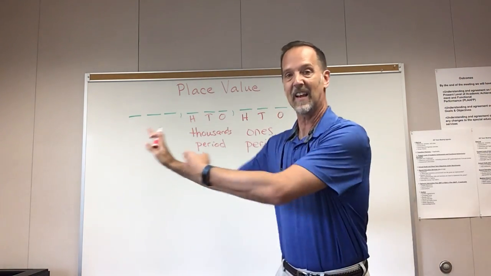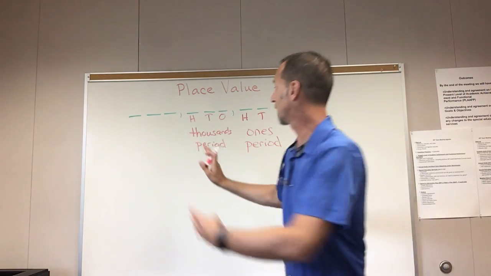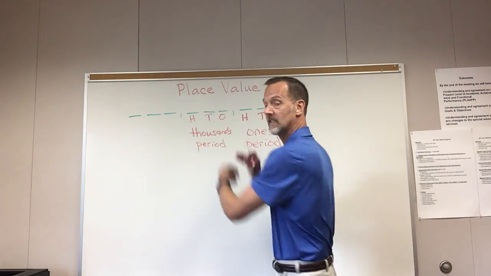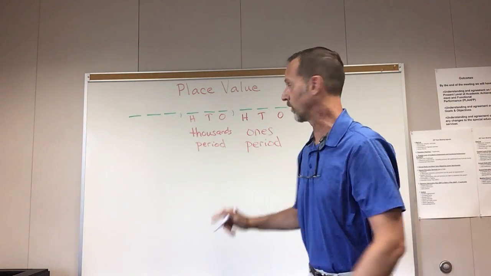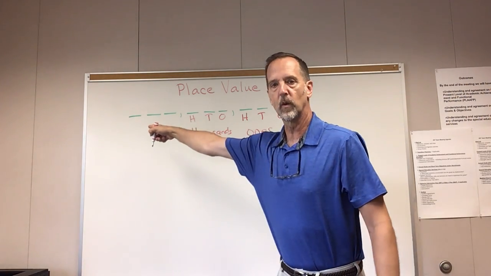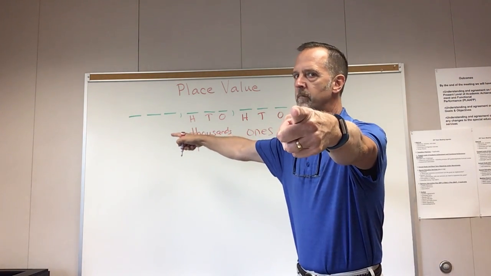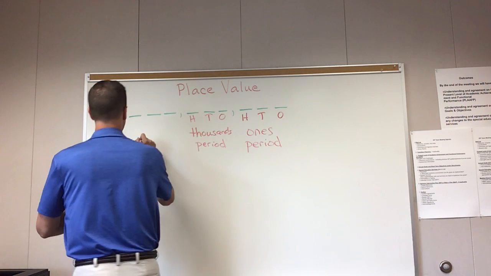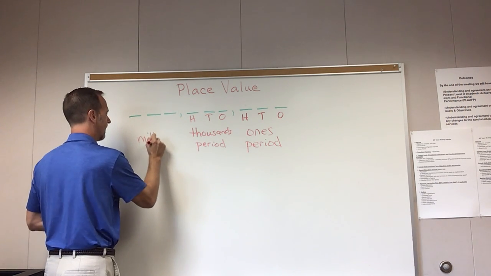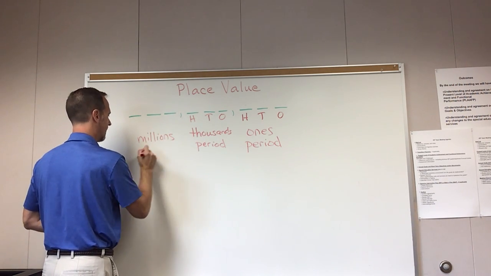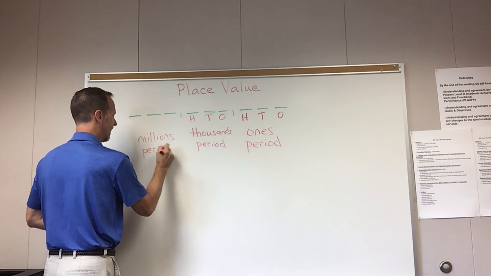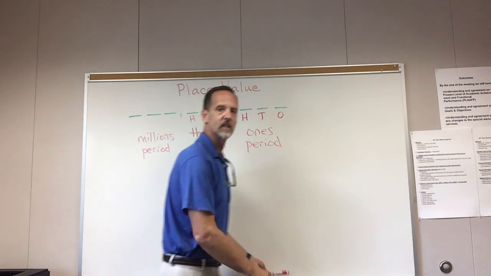Now, do you know what the next place over is? Do you know what the next period over is? Excuse me, because we've got three places again, right? What's the next period over? Ones, thousands, you know what that is. I bet you've heard it before. Starts with an M. Millions period. Good. It is the millions period.